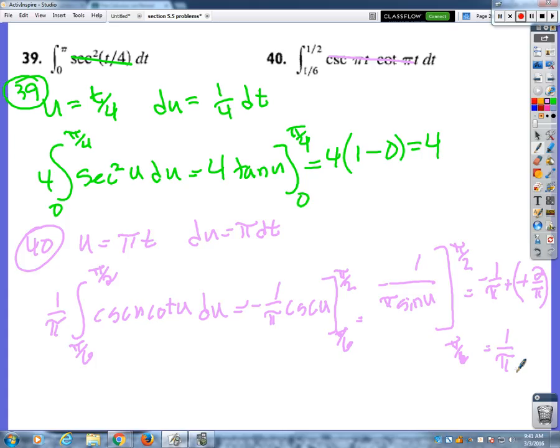And have you looked at the graph of secant squared? Maybe you should someday. Hi, Courtney. Hi. How are you? Good. I'm fine, thanks.